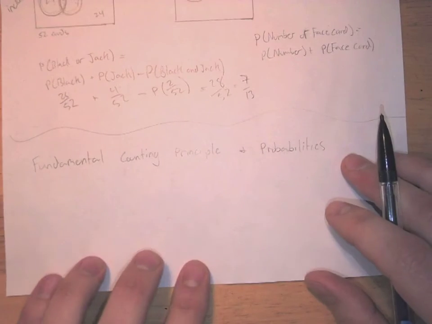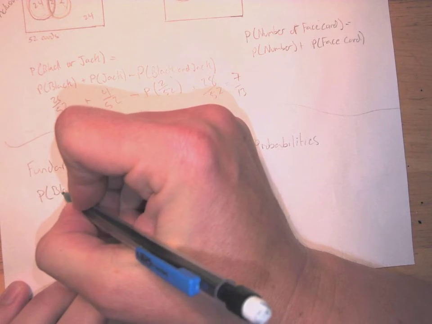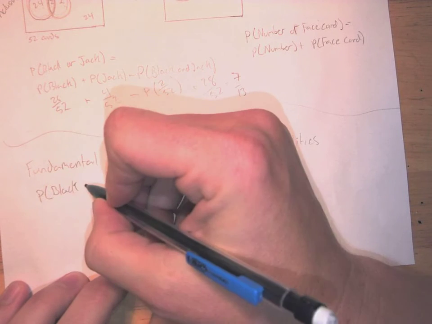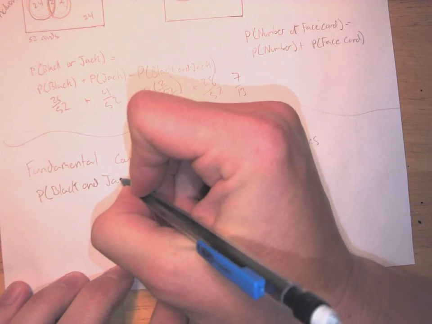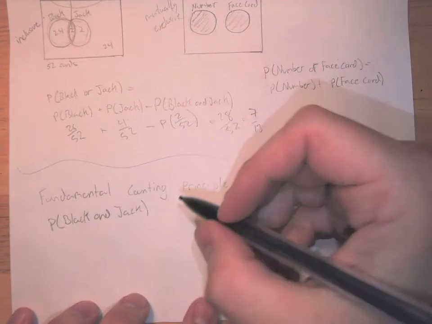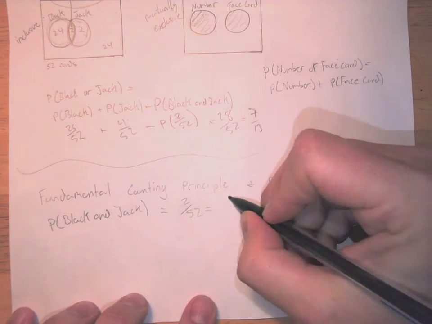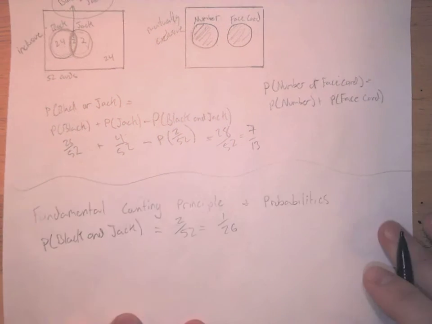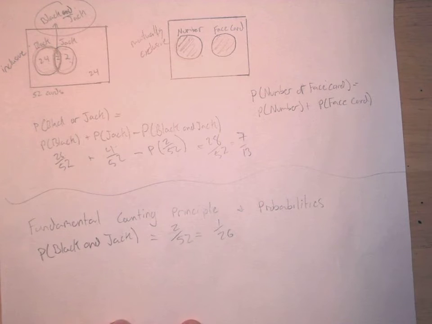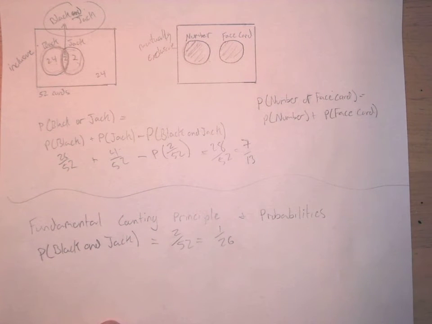Okay, so let's talk about the probability of black and jack. Okay, now we know it's 2 out of 52, right? We know that this is 2 out of 52, which equals 1 out of 26, because there's 2 black jacks out of 52 cards, right? But this is kind of like a compound probability.